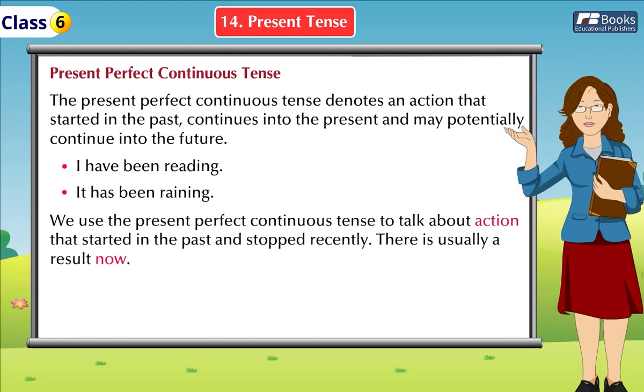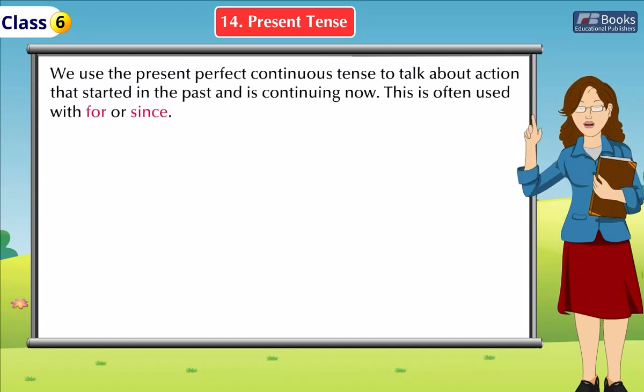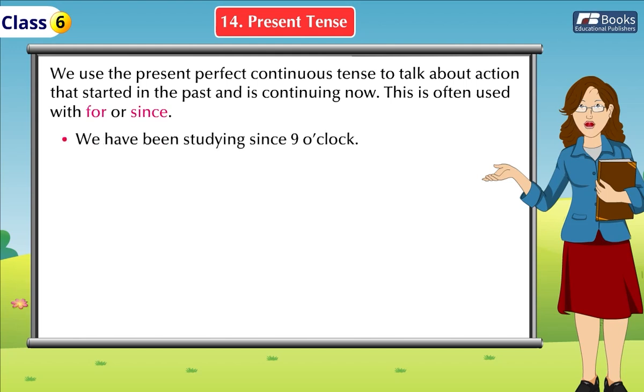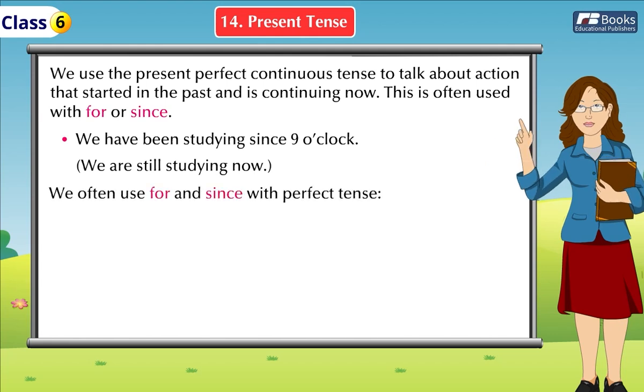We use the present perfect continuous tense to talk about action that started in the past and stopped recently. There is usually a result now. I am tired because I have been running. We use the present perfect continuous tense to talk about action that started in the past and is continuing now. This is often used with for or since. We have been studying since 9 o'clock. We are still studying now.